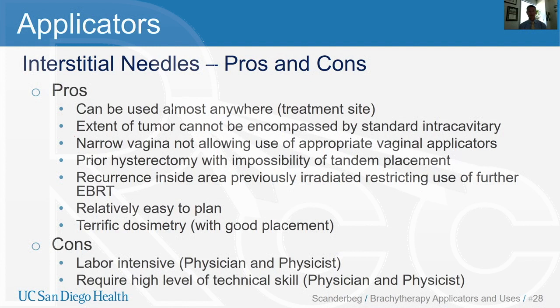Additionally, they're relatively straightforward to plan with good implant geometry, which I will discuss in a second. As long as the interstitial needles cover the target area with proper spacing, you'll be able to achieve good dosimetry, much better than with other applicators, since you have many variables, the needles, that can be used to cover the target area and spare the normal tissues. However, if the needles are not placed with adequate coverage and spacing, then it will be impossible to achieve your planning objectives.